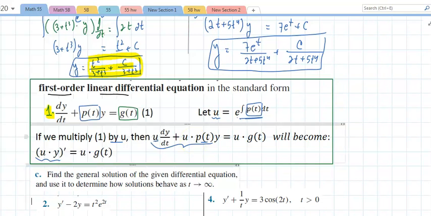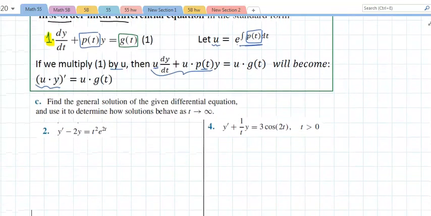So let's try that. On these problems from number 2 and on, we're just after part C, you guys. Find the general solution of the differential equation. This says find me a y such that if I take y and take a derivative of y minus 2 times that, I should get t squared times e to the 2t. Well, this is a linear differential equation.